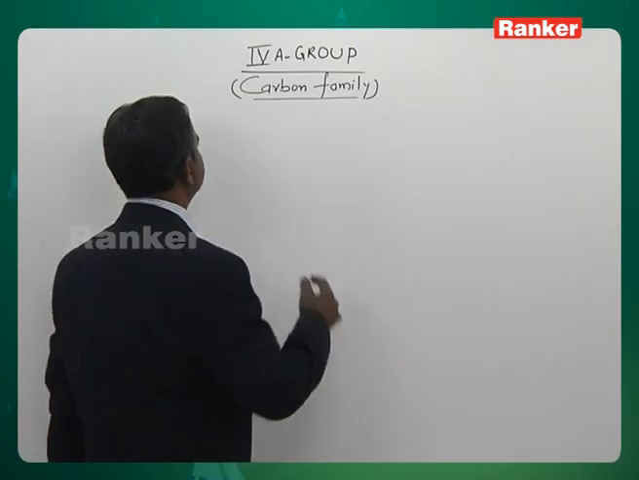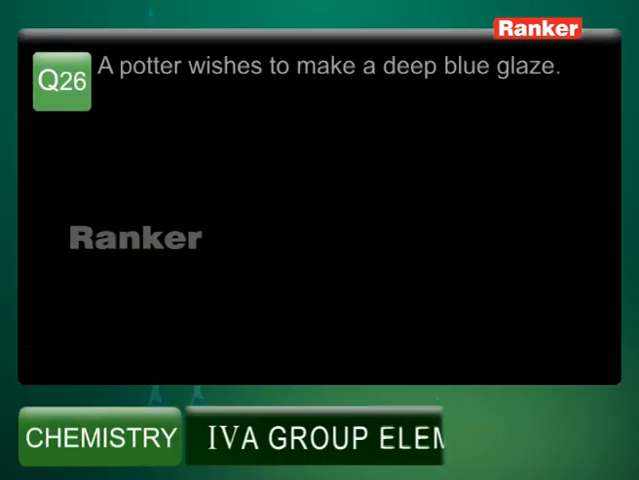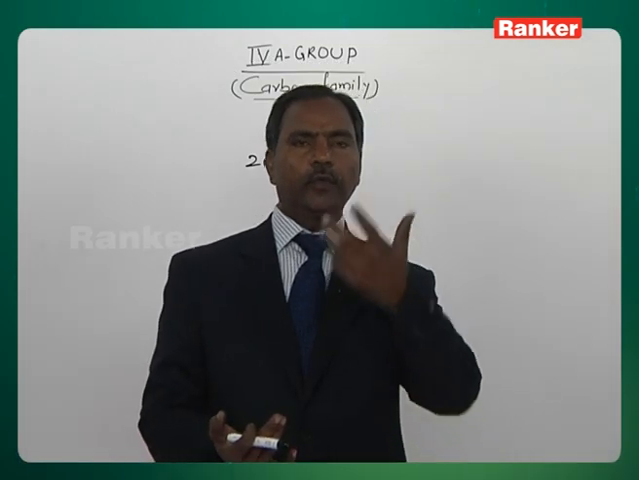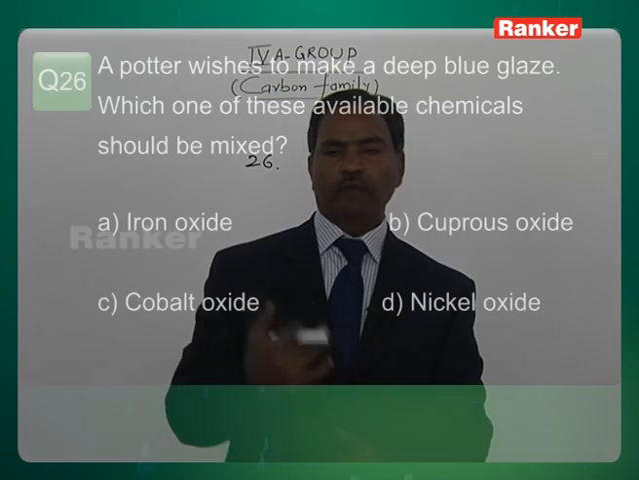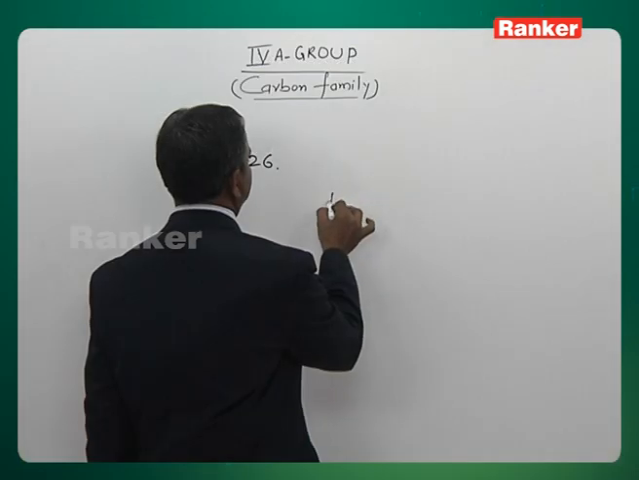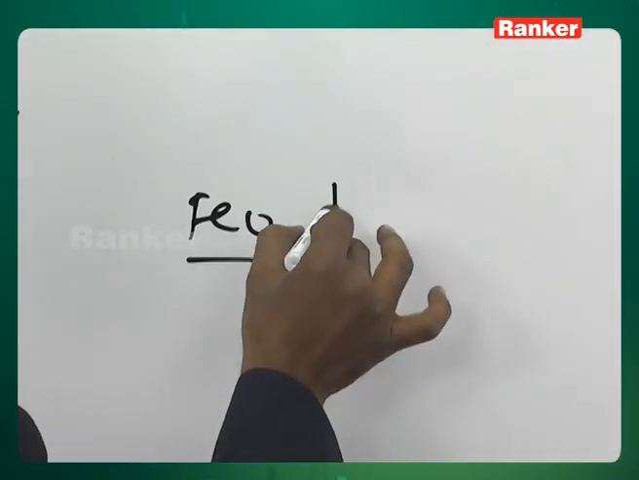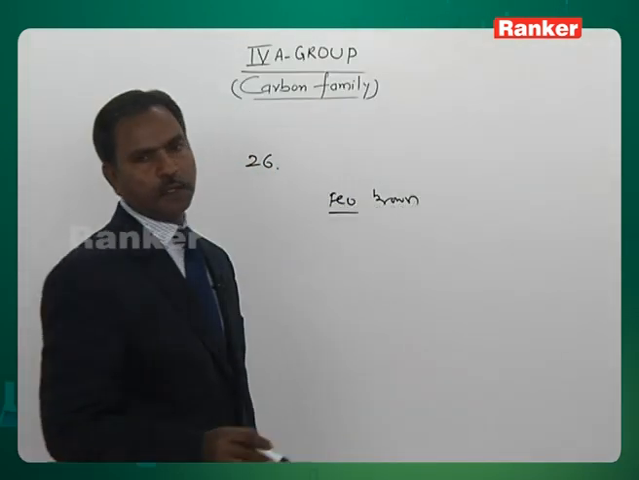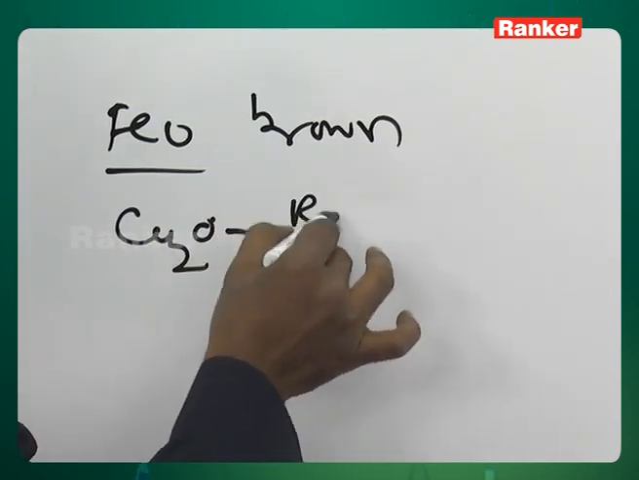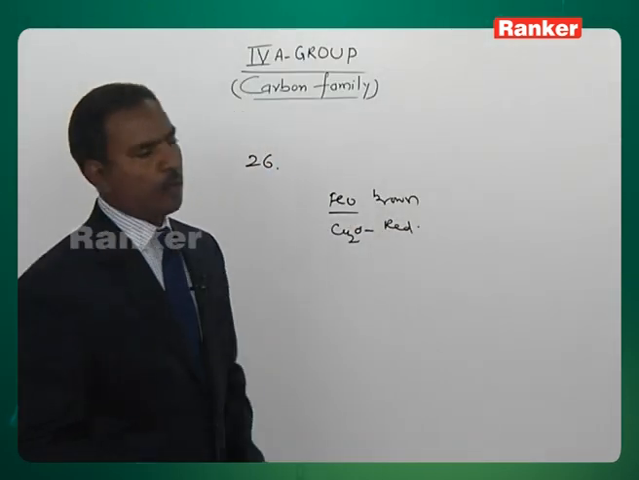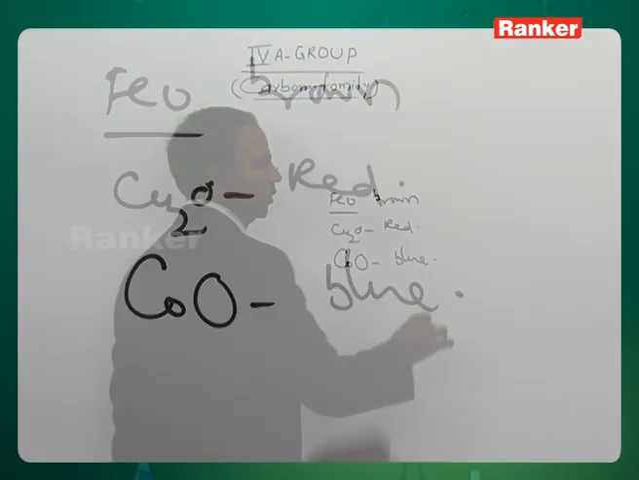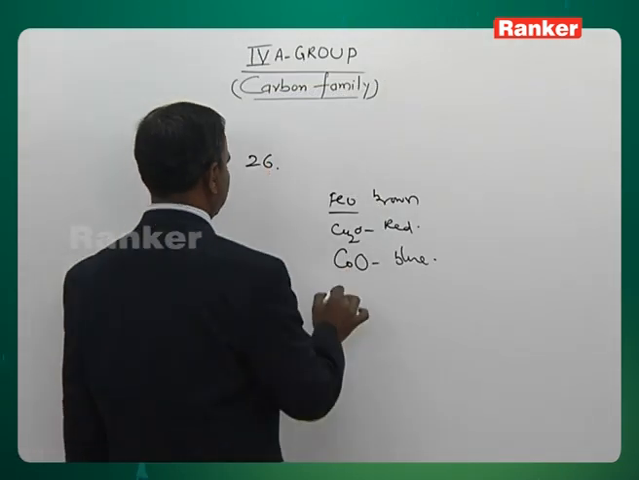Question number 26. A potter wishes to make a deep blue glaze. He wants to make a dark blue colored pot. Which one of these available chemicals should be mixed? Iron oxide, Fe2O3 or FeO, actually gives brown. Cuprous oxide, Cu2O, generally gives red color. Cobalt oxide, yes, cobalt oxide gives blue color. Nickel oxide, black.